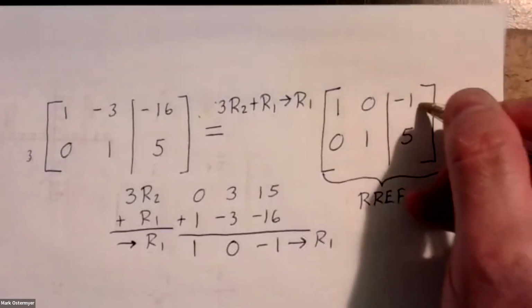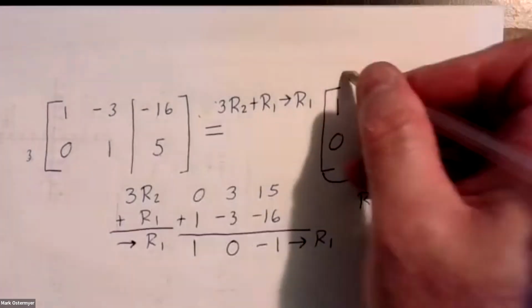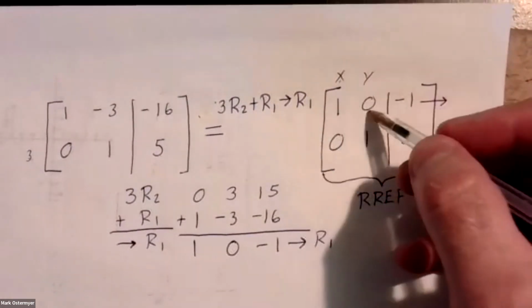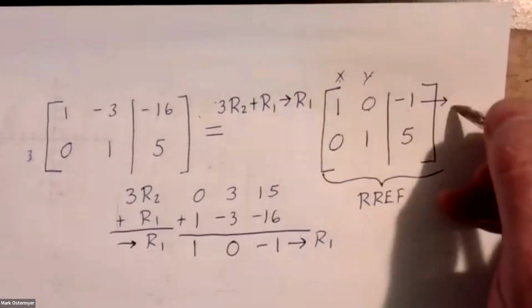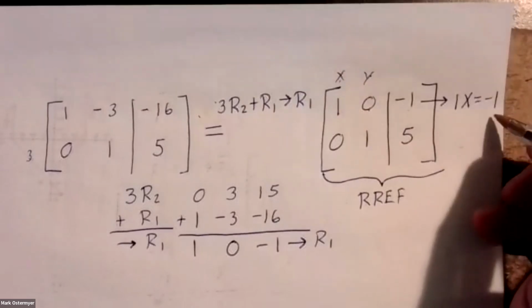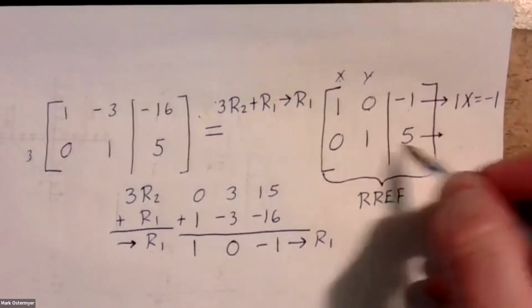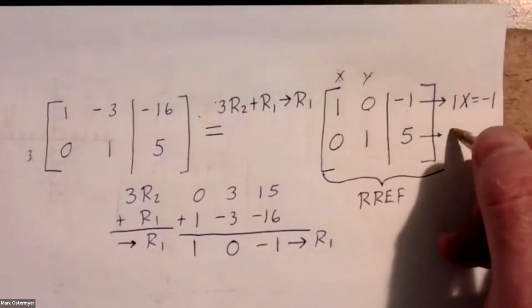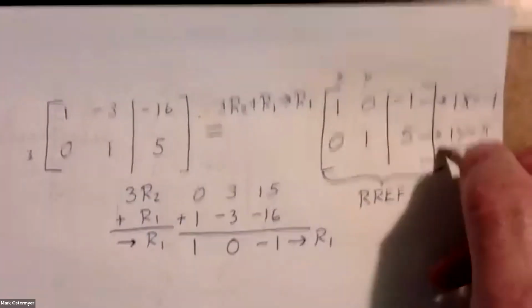Because, ladies and gentlemen, what equation does my first row give me now? 1x plus 0y equals -1. In other words, 1x equals what? -1. That's your x coordinate. The second row gives me what equation? 0x plus 1y equals 5. In other words, 1y equals 5. We're done. Look at that.